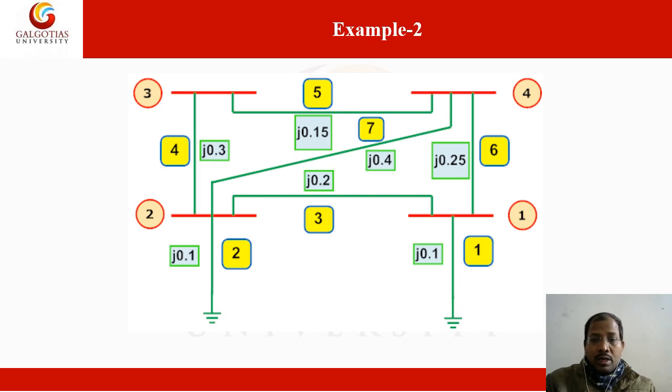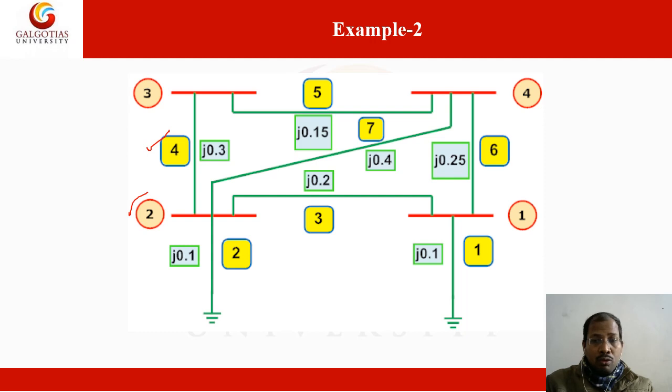So this is example 2. In this example you can see a total of 4 buses. These are the transmission lines, numbered by the yellow square blocks, and the buses are represented by these circles. So a total of 4 buses are there, and this is the reference connected to the ground. You can see that a total of 7 branches are connected among the buses.